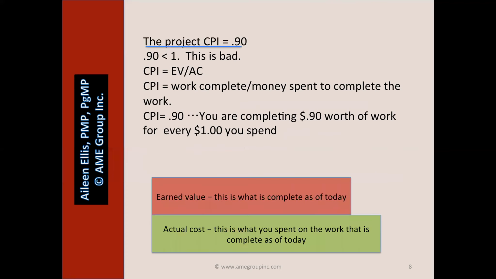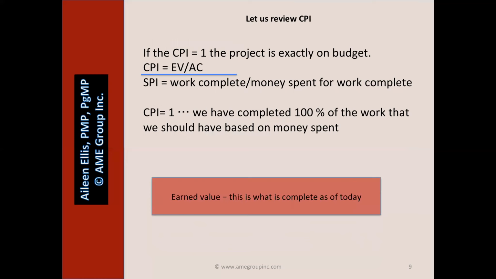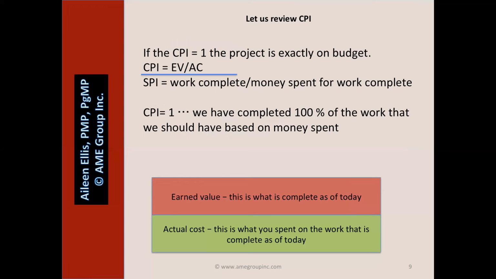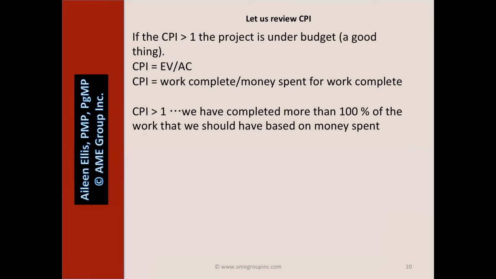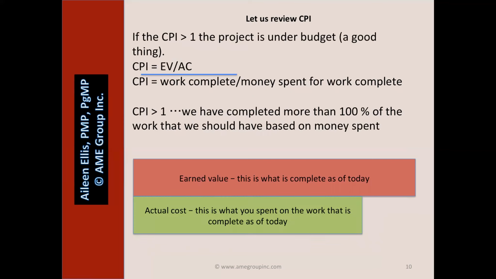This slide explains the last question in more detail. You may want to pause the video and review the slide in detail. Let's review 3 ideas and 1 more sample question. If the CPI equals 1, the project is exactly on budget. The value of the work complete equals the money spent. If the CPI is greater than 1, the project is under budget. The value of the work complete is greater than the money spent.